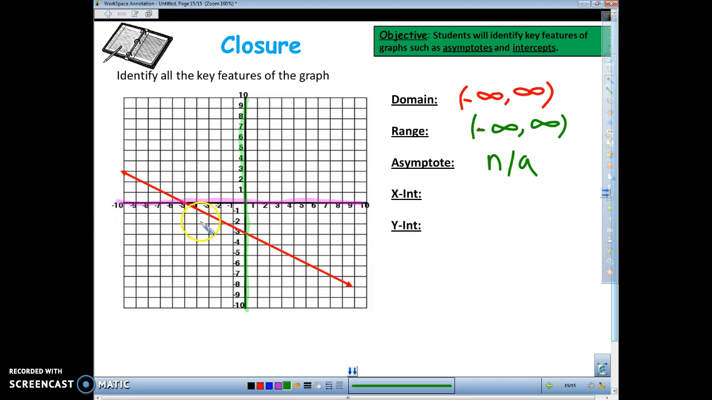I'm running out of time. I've got like 30 seconds left, so I'm going to close this up. And my intercepts are here and here. My x-intercept is (-5, 0). And my y-intercept is (0, -3).